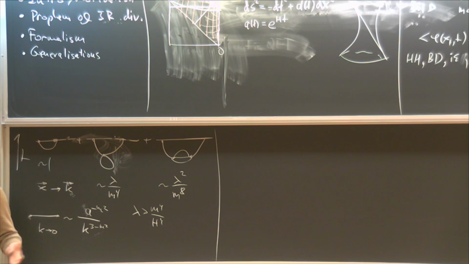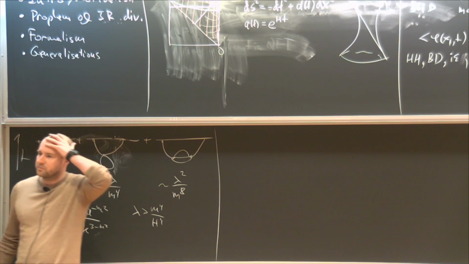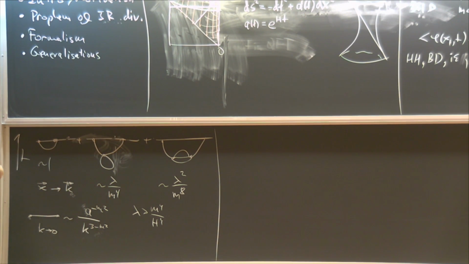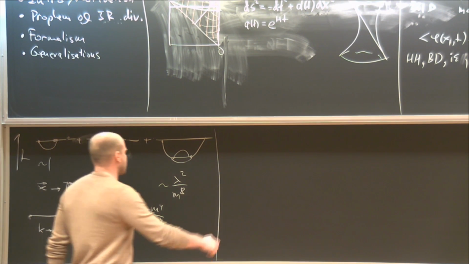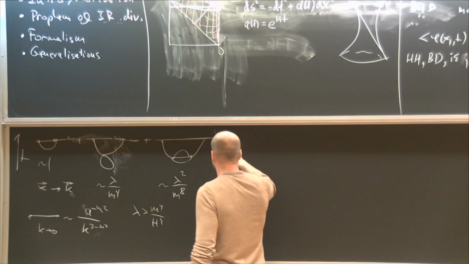Okay, the question: how do we organize it in some systematic way? And one thing I should say is that this is the answer for the 1-point function. It's roughly 1 over the 4th root of lambda. The answer for the 1-point function was known for a long time.